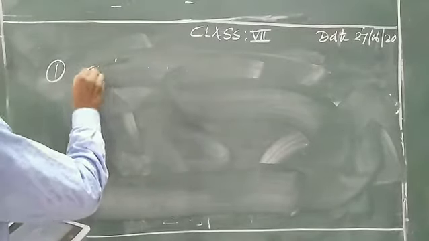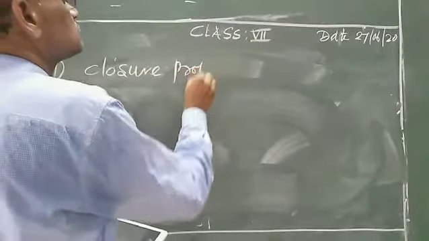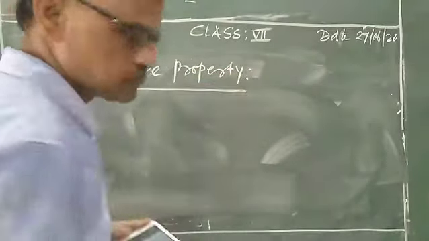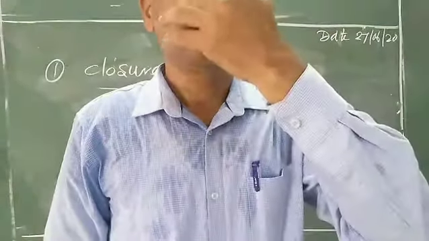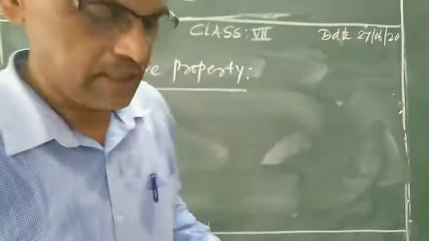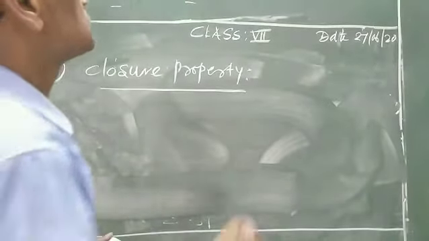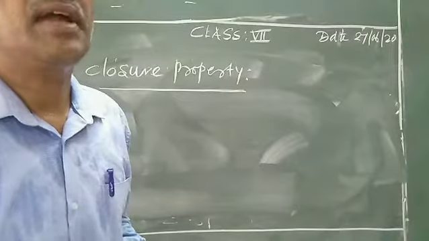Closure property. Closure property of an integer. Properties of integers. The first property is the closure property of integers. This property holds for addition, subtraction and multiplication.